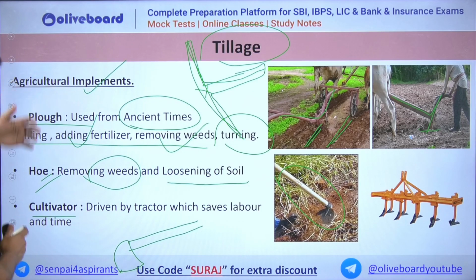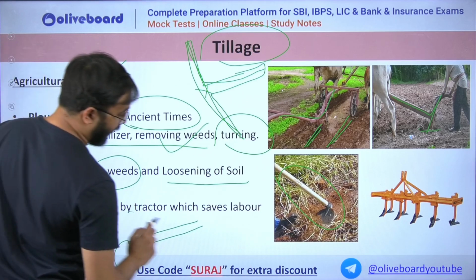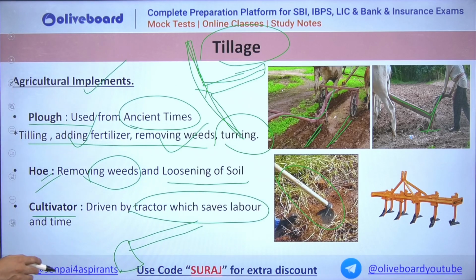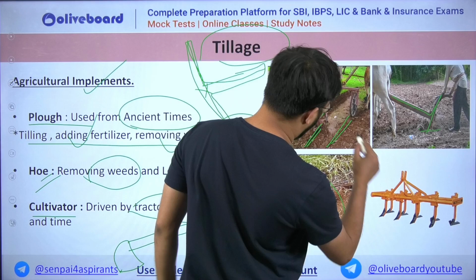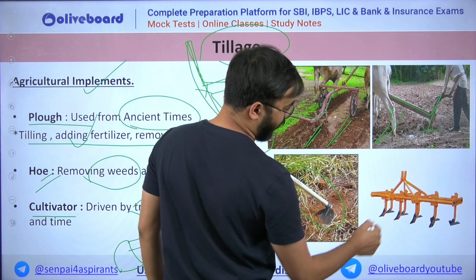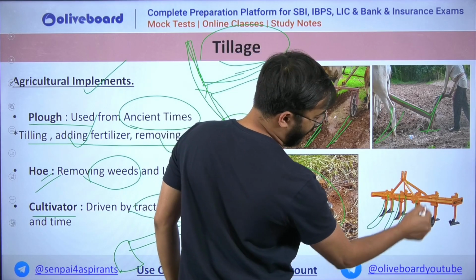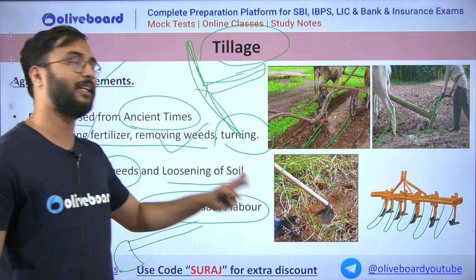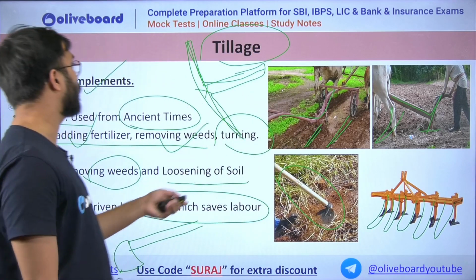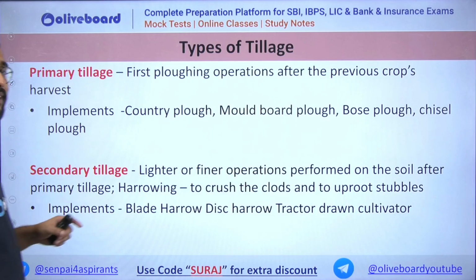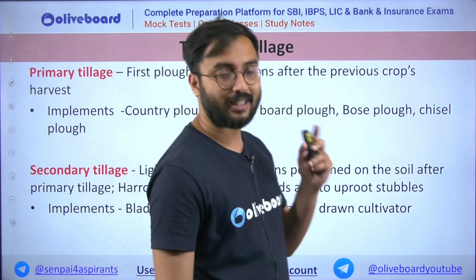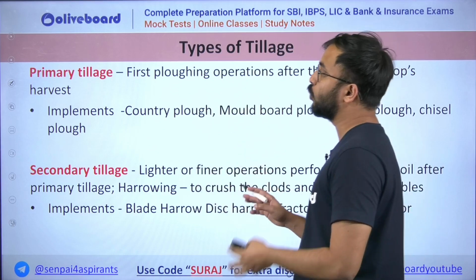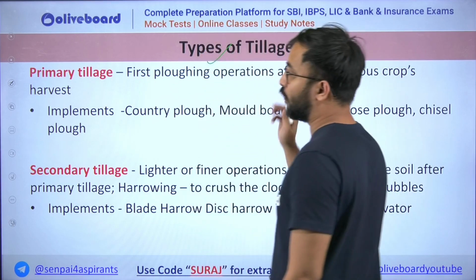And then comes the cultivator. A cultivator is a multi-pronged plow. You can see a plow has only one tooth, whereas the cultivator has multiple teeth. These cultivators are attached either to animals or to tractors so as to cultivate the field. Overall, these were the general types or classification of tillage. Now we come to the main two types of tillage.